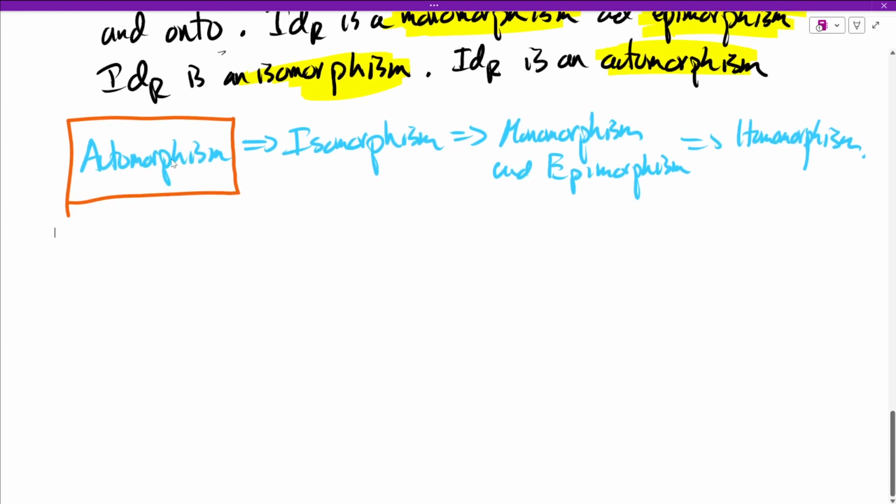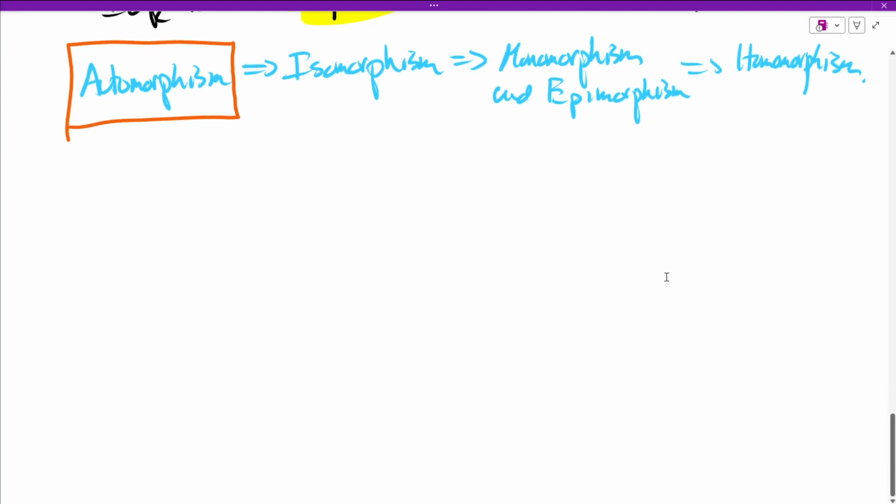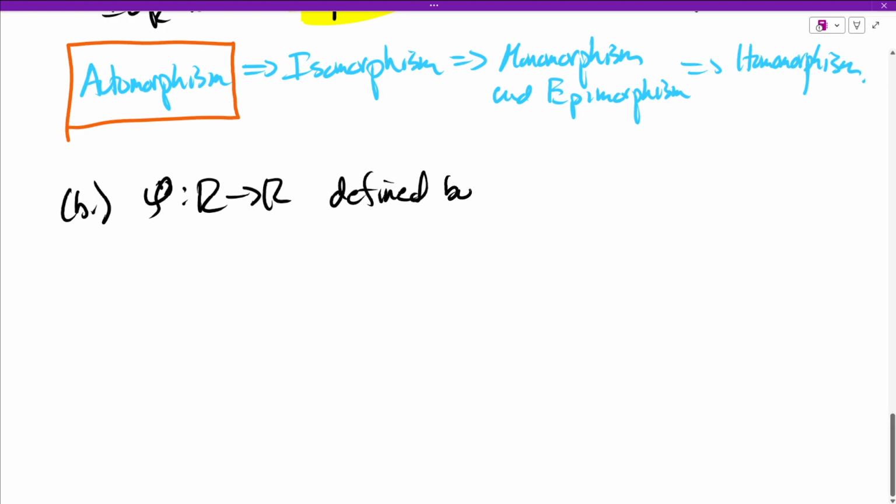All right, let's do a less trivial example. We're going to look at the function, I'll call it phi, from a general ring to itself, defined by. So again, once you say what the domain and the codomain is, you then have to say what the rule for the function is. And phi is going to be take the additive inverse function.